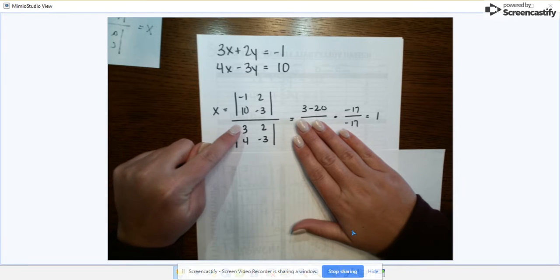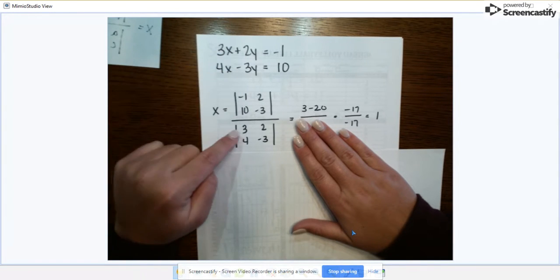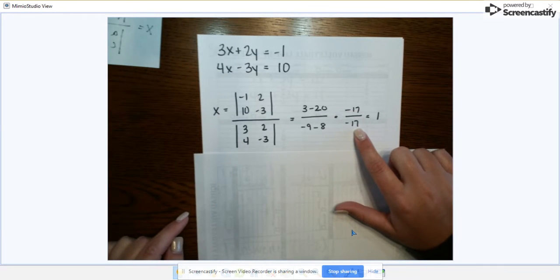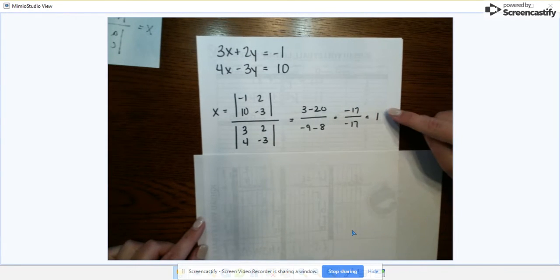The denominator was that coefficient matrix. So we have 3, 4, 2, and -3. So -9 minus 8 also gives us -17. Always divide this. So our x value would be 1.